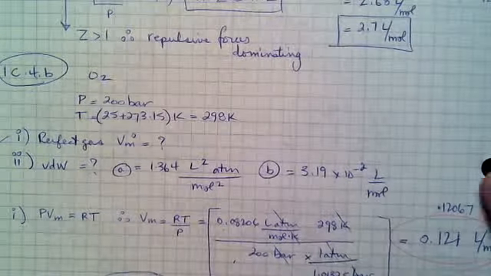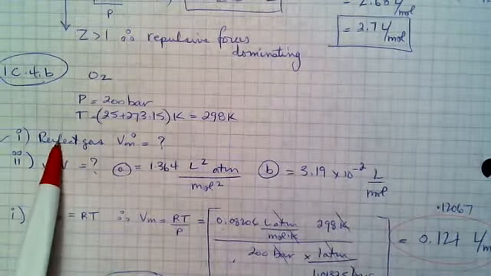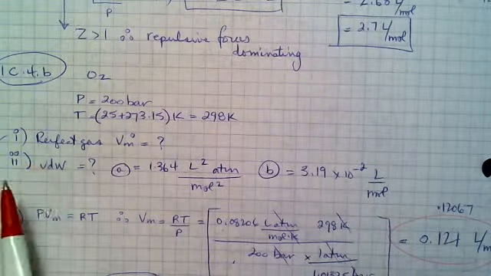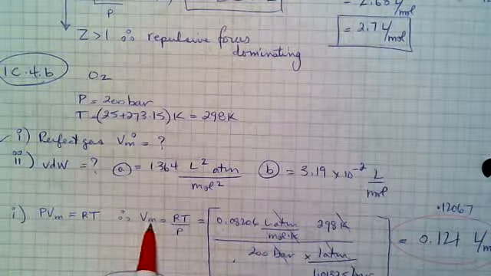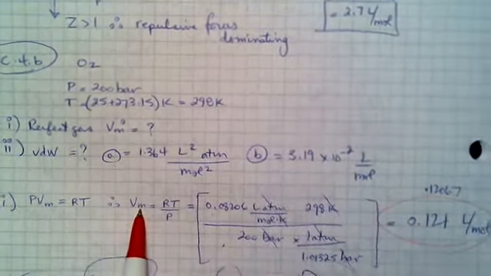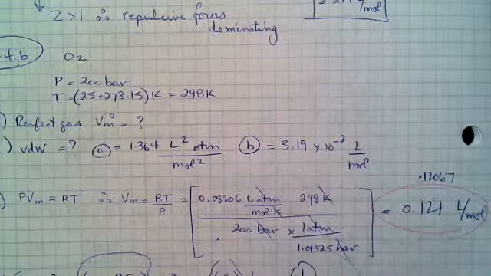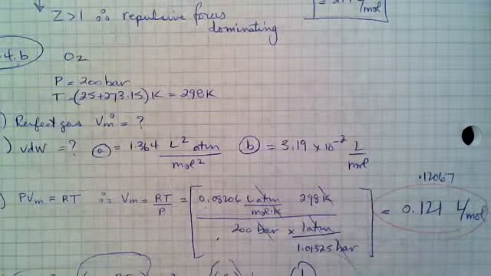Okay, well, perfect gas, that's pretty easy. Perfect gas is equal to what? Van der Waals is equal to what? Here's the constants. So we can swing down here to answer 1. PVm is RT, so Vm is RT over P, and everything gets put into the expression. All my units cancel, and I'm left with this value.